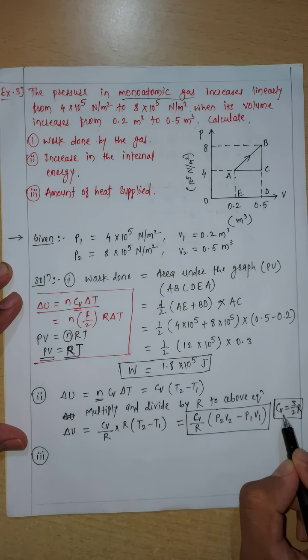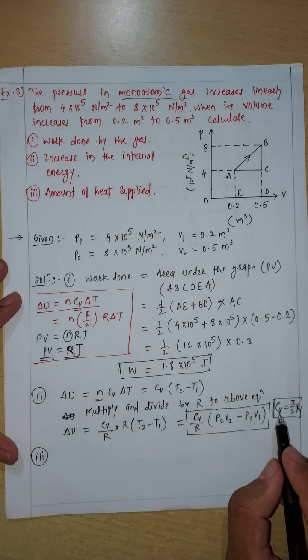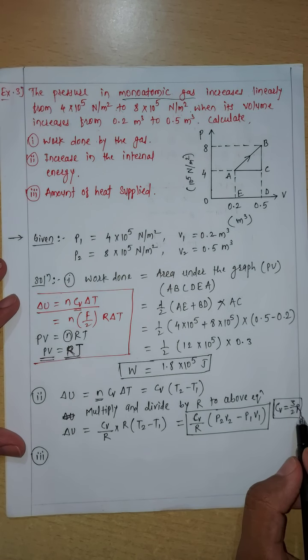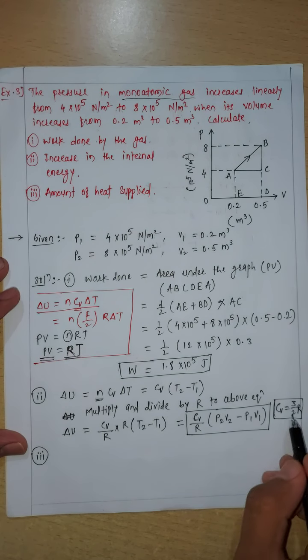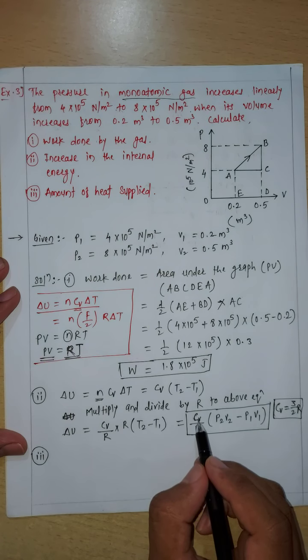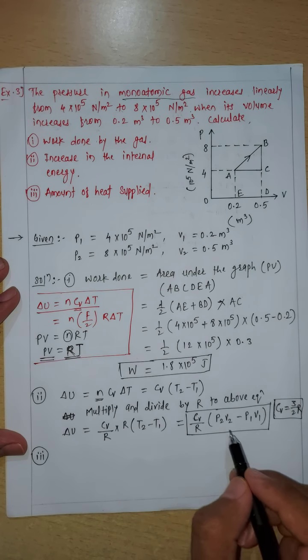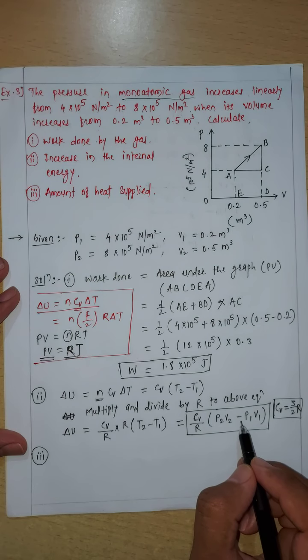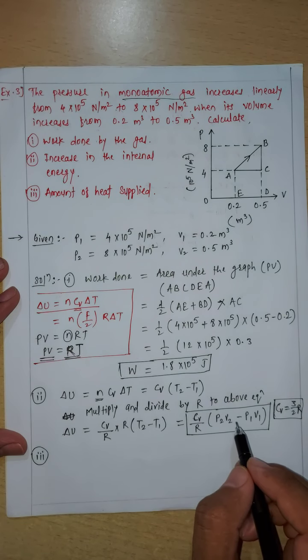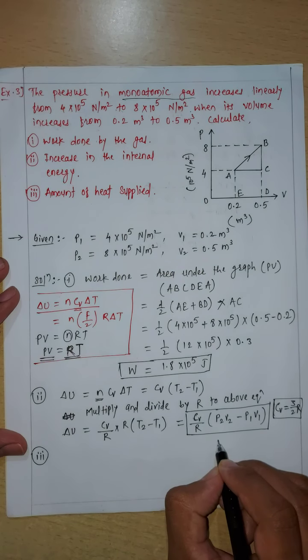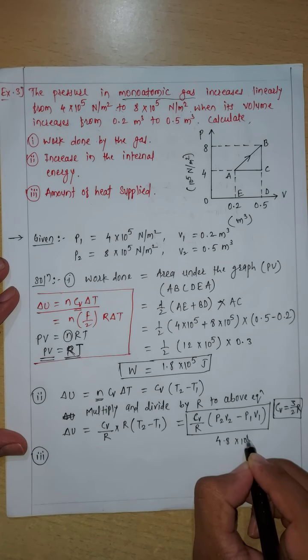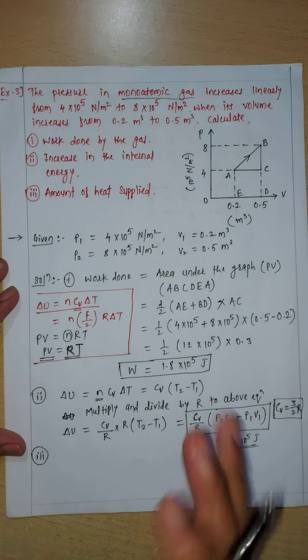Cv is 3/2 times R. This is the specific heat capacity at constant volume, 3/2 R, and this is for a monoatomic gas molecule. We will see this equation in the kinetic theory of gases chapter. If you put that value, 3/2 into R, R cancels, and we get P2V2 minus P1V1, multiplied by 3/2. You will get the answer as 4.8 into 10 to the power 5 joule. So you can calculate this.